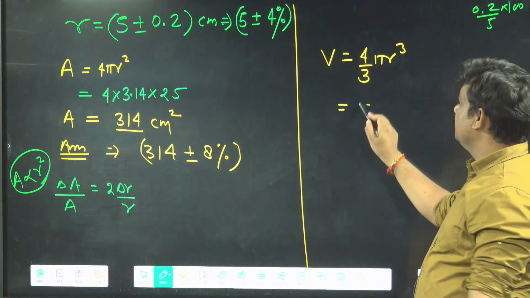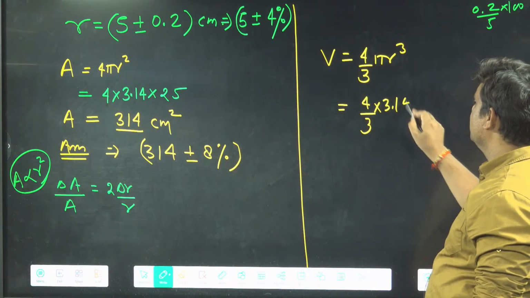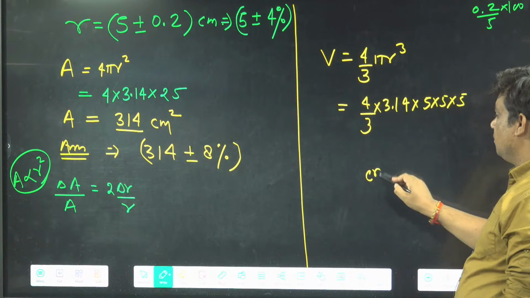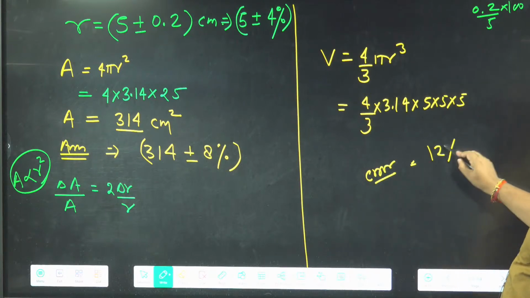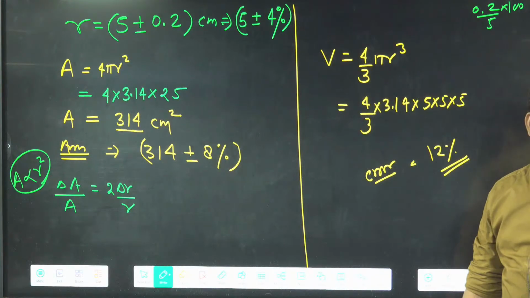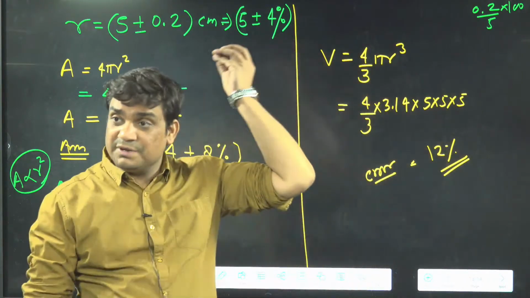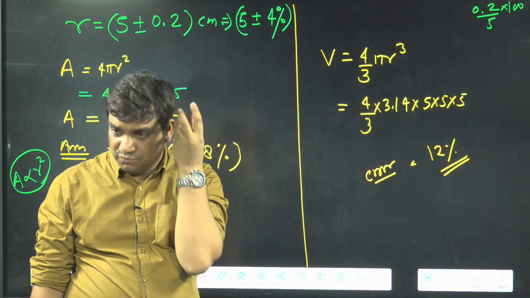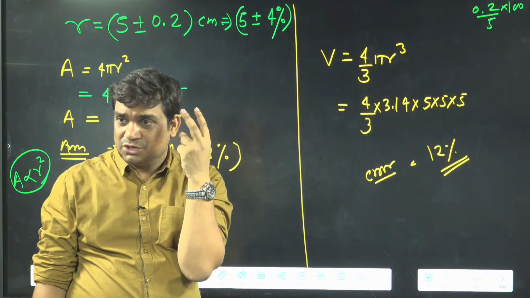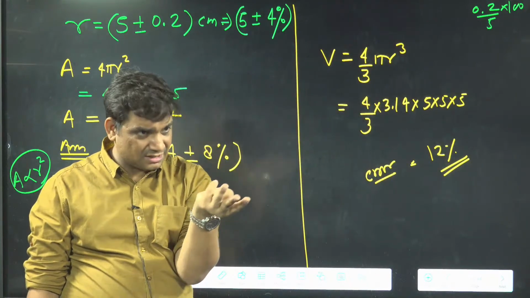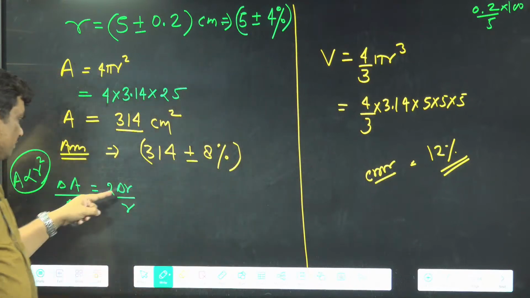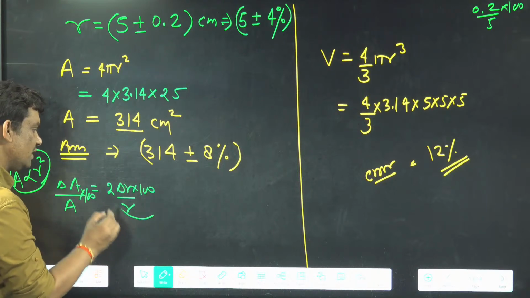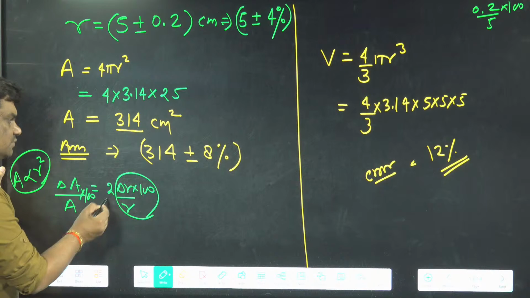Same way, can you calculate the volume now? 4 by 3 pi, 3.14 into 5 into 5 into 5. And how much error? What will be the error in this one? 12% or 8%, how will it come? I said in the previous question that if radius is 1, then area is 2, volume will be 3. The power will come outside. Here the change is 4%, so 4 into 3 is 12.